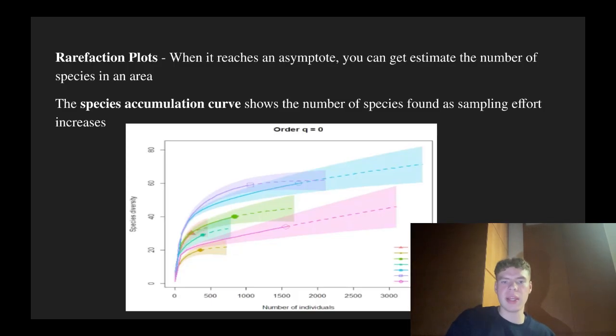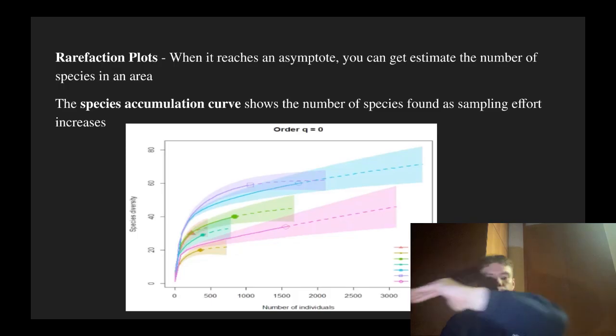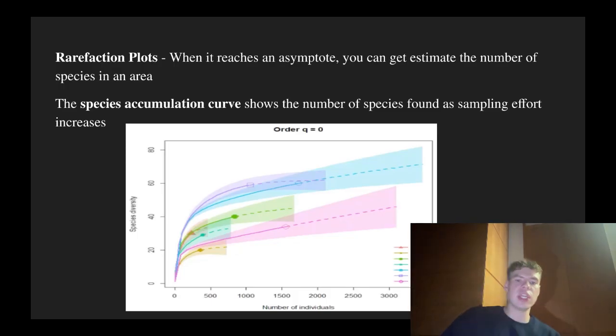But on the other hand, let's say I do 1,000 samples and it starts off linear and then it asymptotes into a straight line. So with each additional sample, I'm not finding anything new or anything rare. That gives me a good idea of how many species are in the environment. So this rarefaction plot gives you a good idea of how many organisms are in your environment.